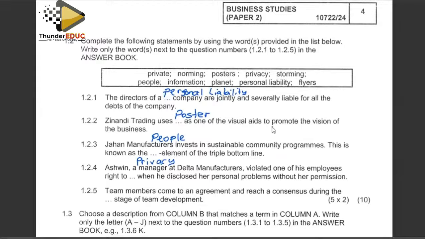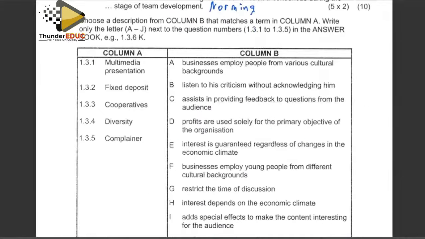So now let's check 1.2.5. 1.2.5 reads as follows: team members come to an agreement and reach a consensus during the dash stage of team development. This is the norming stage. Okay, grade 12. So now let's move on to the next question, which is 1.3.